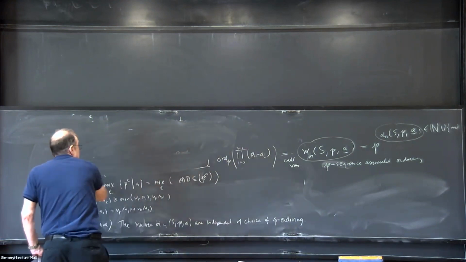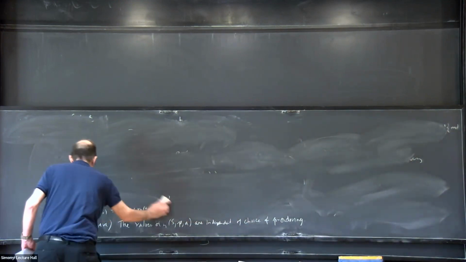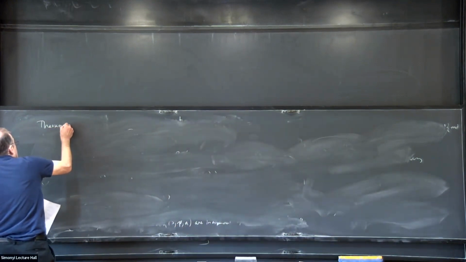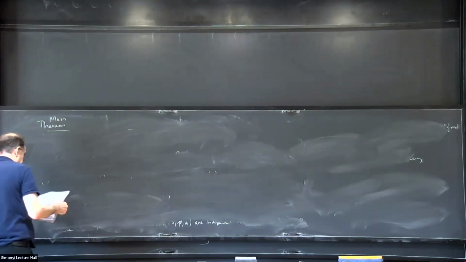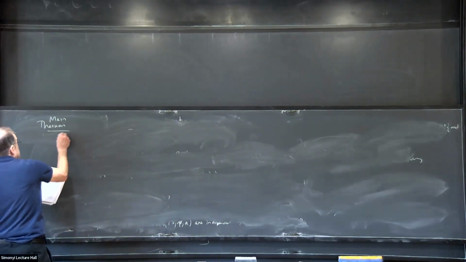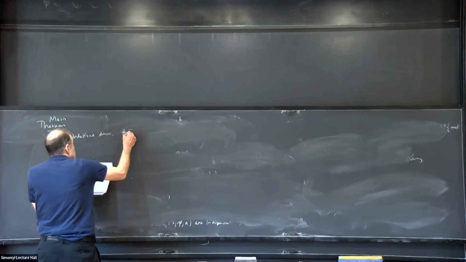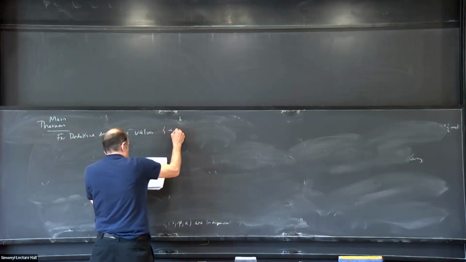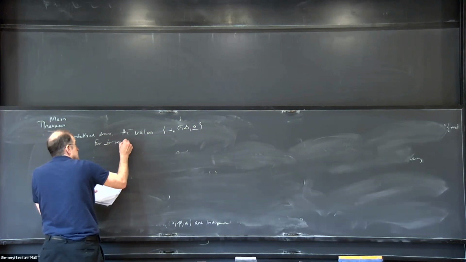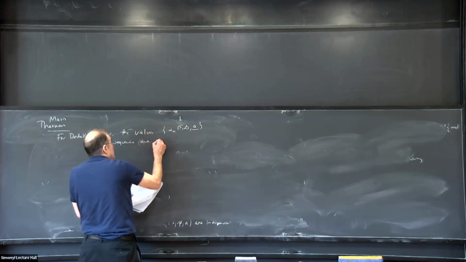So the main theorem that we're after, of course, is the well-definedness of these things, which is that for Dedekind domains, the values alpha n of S, B, A for a B sequence are independent of the choice of the B sequence.